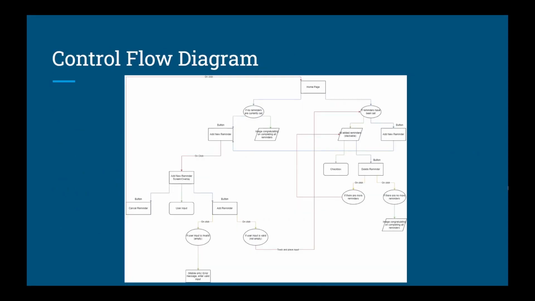So this is the control flow diagram. We start off with the home page and an if detector, basically, where if there's no reminders currently set, we display the image, hey, congrats on completing all your reminders. And then, of course, you can add new reminders, which will bring you to the input screen, in which you can cancel or add a reminder. And it does detect whether your input is valid, meaning you've actually put anything in it.